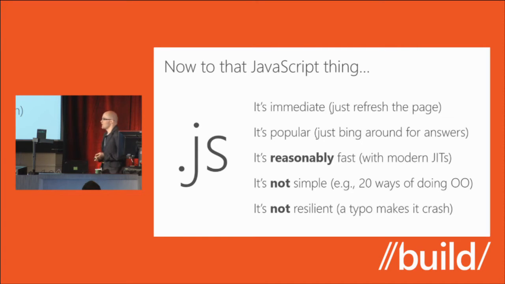While the language itself in JavaScript is not that complicated, the language itself is quite simple, if you want to actually program in it, there are literally 20 different ways of doing object-oriented programming in JavaScript. And also, it is a dynamically typed language, which means that if you make a typo somewhere, it will just not find the property. And if you try to call it, it will just crash.